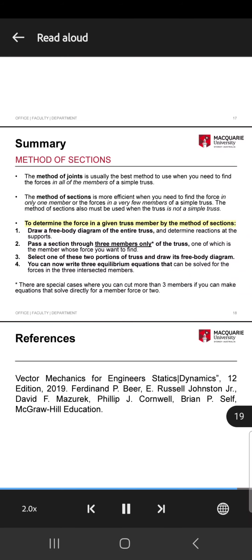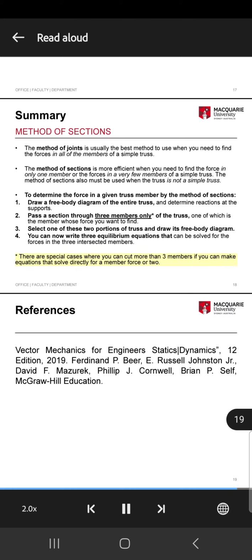To determine the force in a given truss member by the method of sections: 1. Draw a free body diagram of the entire truss and determine reactions of the supports. 2. Pass a section through 3 members only of the truss, one of which is the member whose force you want to find. 3. Select one of these two portions of truss and draw its free body diagram. 4. You can now write 3 equilibrium equations that can be solved for the forces in the 3 intersected members. There are special cases where you can cut more than 3 members if you can make equations that solve directly for a member.